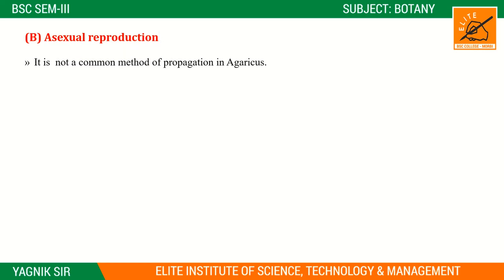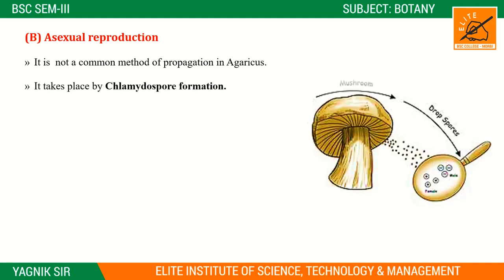Then another method is asexual reproduction. It is not a common method of propagation in Agaricus, right? These are some very rare cases. These are not common. It takes place by different kinds of spores, and here normally this reproduction is by chlamydospores and oidia, right?